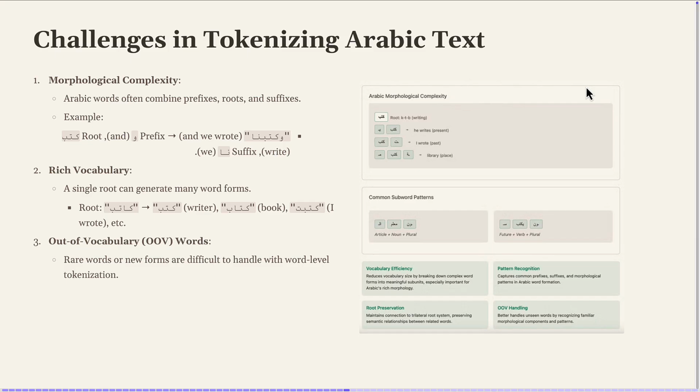These are some other examples, starting from a root and different variations of a possible word in the Arabic language as well.